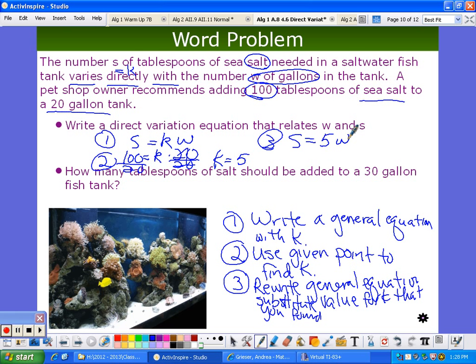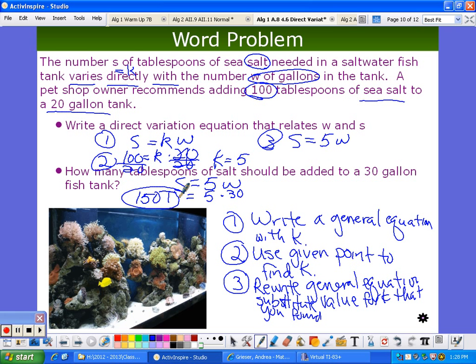Very typically what happens next is there's another question like this. Well, gee, what if I have a 30-gallon tank? What's it going to be? Well, you take your equation. Now it's very easy to find out, especially if you use letters to describe the different variables. So how many tablespoons of salt should be added to a 30-gallon tank? We don't know salt. Where does the 30 go? By the S or the W? By the W. So 5 times 30 is what? So I need 150 tablespoons of salt.